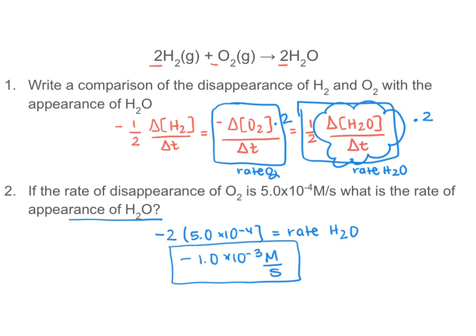Okay, so since it's a 1 to 2, right, the H2O is twice as fast as the O2 because it's double the coefficient. Okay.